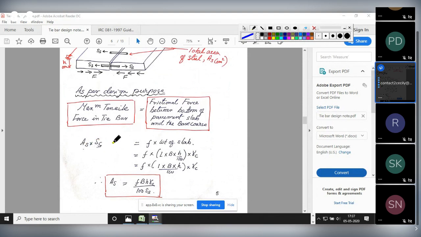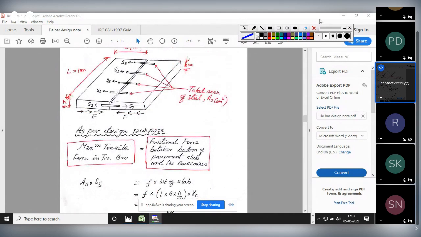Now what is tensile stress? It is similar to yesterday's class. The stress will be generated in this direction in the tie bars. Tensile means they will act away from the center, in the outward direction, here and here. So these are your tensile stresses in each bar.